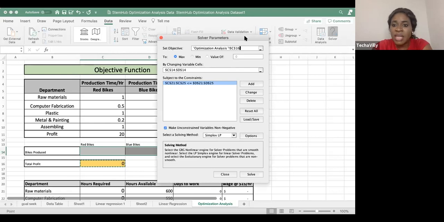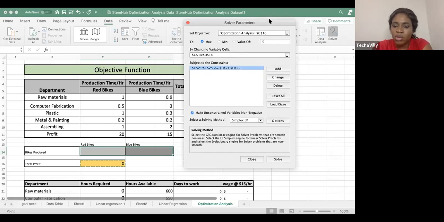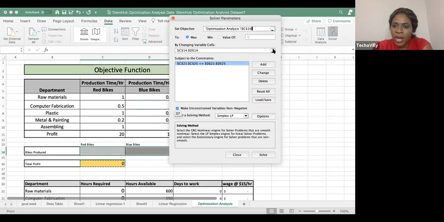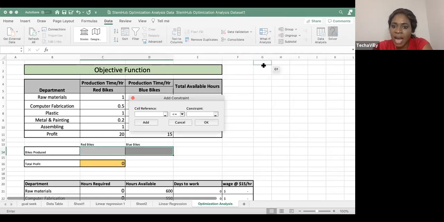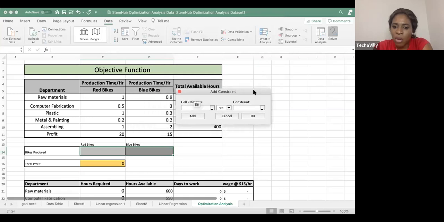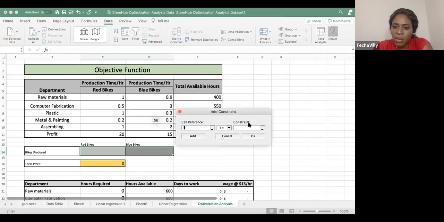So what cells will be changing? We already know that the cells we want to change are these two. We want to find how many of each of them we will produce to maximize our profit and not waste our money producing what will not generate money for us. So we click on that, and that's why you see this green line dancing. Then you click Add, and this small box pops up to add our constraints.